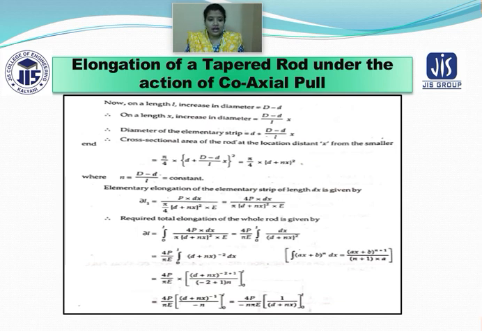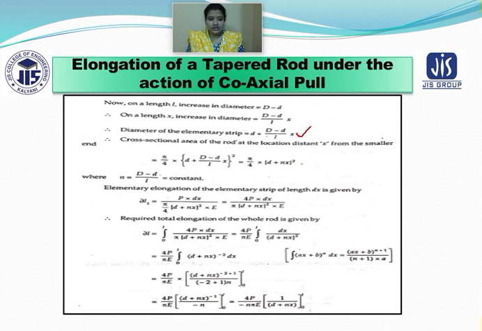Now if I ask you what is the diameter of the elementary strip, then you have to add small d plus capital D minus small d by L into x. So you have to remember this particular portion if you want to calculate the diameter of the elementary strip. Capital D minus small d by length L into x, with that you have to sum up the diameter of the smaller side of the taper bar.